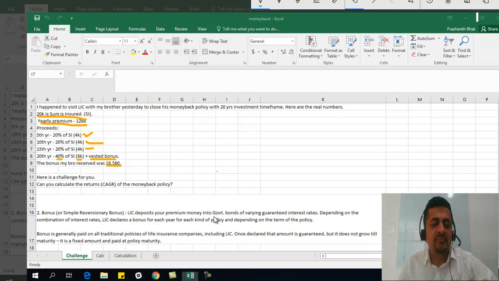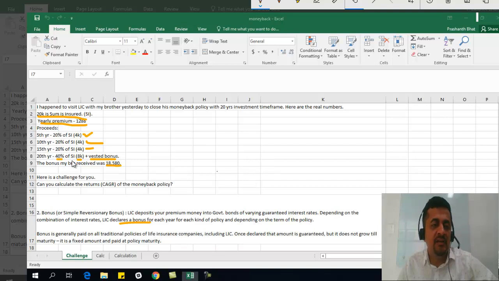LIC does invest the money that it receives in different investment schemes, the majority of that into government bonds. And the returns that it gets are distributed back to the policyholder, and these are not guaranteed. So depending on what interest LIC earns, every year it declares a bonus. And this amount which is declared is accrued, which means that it gets added as the vested bonus in your policy, but is only paid at maturity.